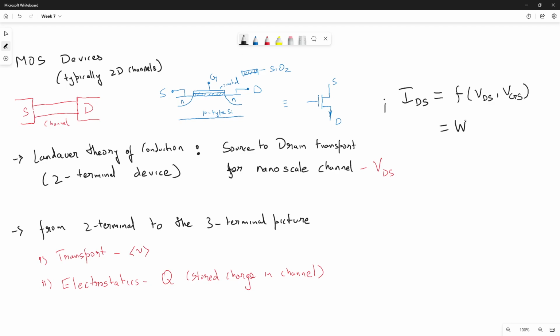So IDS can generally be written as the width times the total stored charge in the channel times the average velocity of that charge. Is this somewhat clear? Means, sir, the charges are moving with the velocity we are indicating now. Yes. So this is a product. I'm multiplying these three quantities.